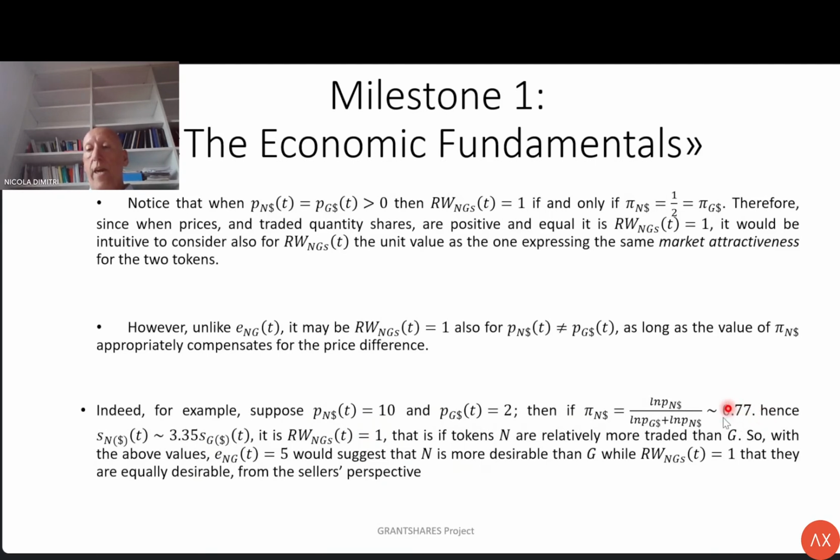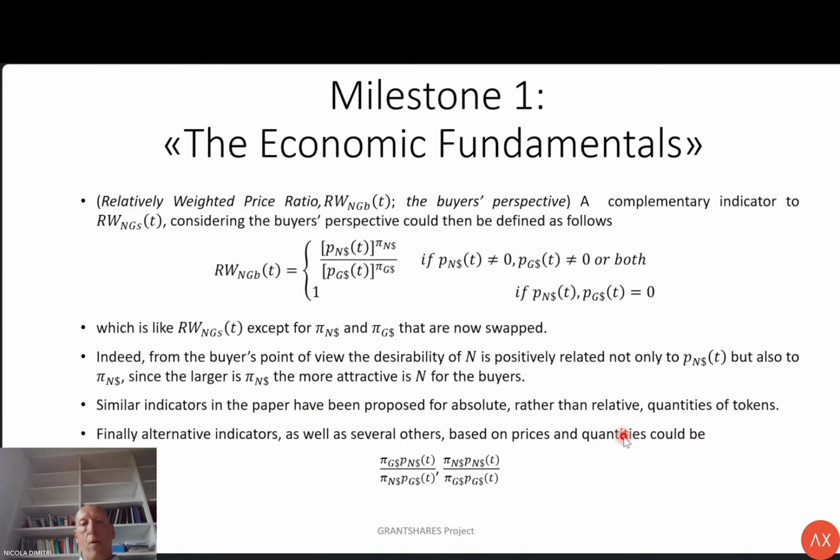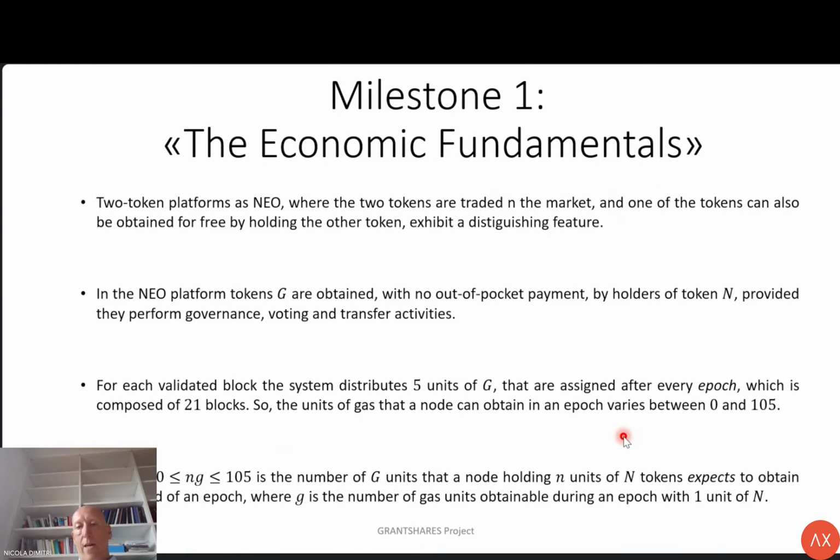So basically a large trade, 0.77 for pi, a large trade in N means that those holding N tokens are willing to sell more than proportionally with respect to G tokens. And this willingness to sell makes the N tokens less desirable than G tokens according to the quantities exchanged. And this lower desirability would more than compensate the higher price realized in the market for N. And so eventually you get a unitary index anyway. The same or similar thing you can do from the buyer's perspective, and you can invent other indicators depending upon which phenomena you are more keen on capturing when combining prices and quantities, which I think is very important for an economy like NEO.